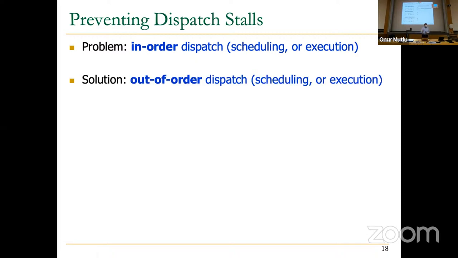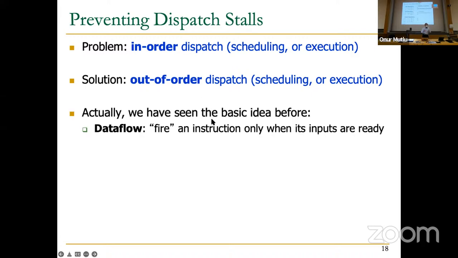I like dispatch because dispatch is very specific. Sending an instruction to a functional unit from the decode stage, essentially. So the solution is really out-of-order dispatch. This is also called out-of-order scheduling or execution. I mean, there are other solutions that I have at the bottom of the slide, but actually we have seen the basic idea of the solution before, and this is really data flow. So we're going to build a data flow engine internally.